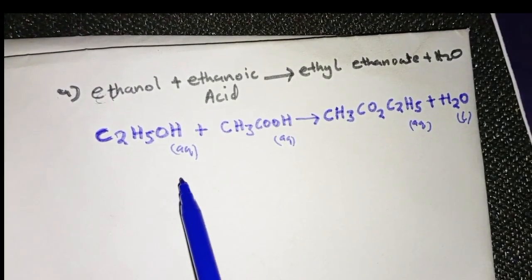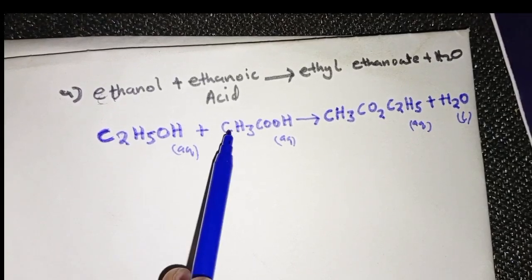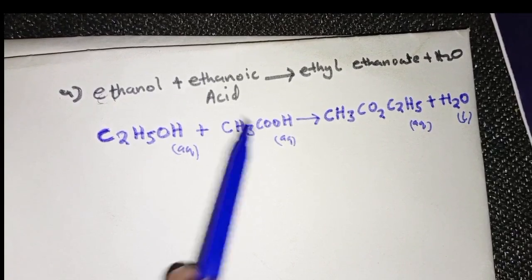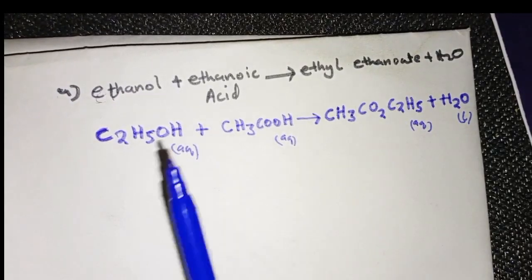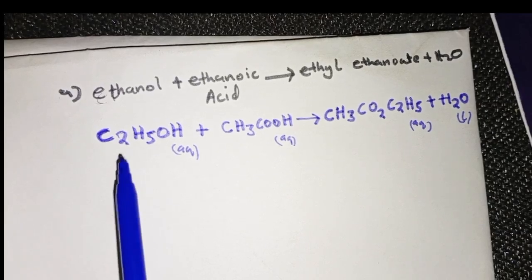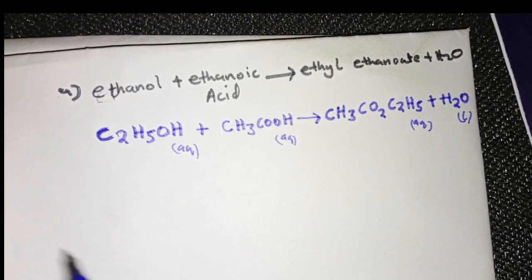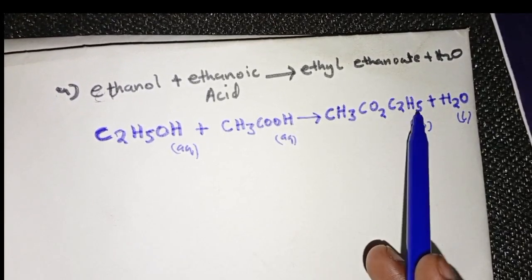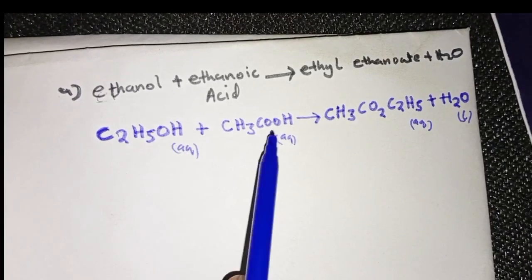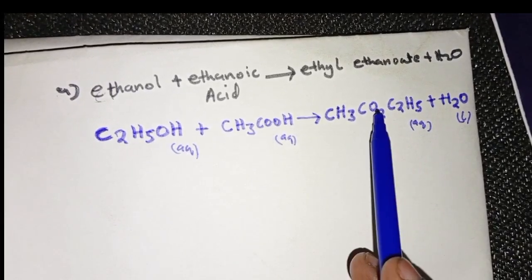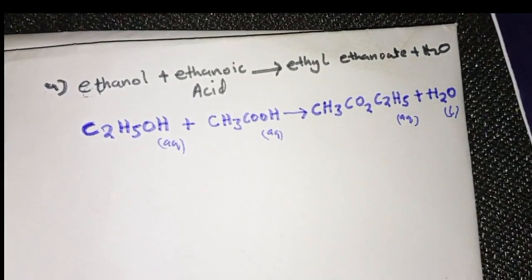Okay, just for the sake of clarity, carbon: 1, 2, 3, 4 carbon atoms. 1, 2, 3, 4 carbon atoms, balanced. Hydrogen: 5, 6, 7, 8, 9, 10. Hydrogen: 3, 8, 9, 10. Oxygen: 1, 3. Oxygen: 2, 1, 3. So everything here is balanced, right? Okay, and we are good.